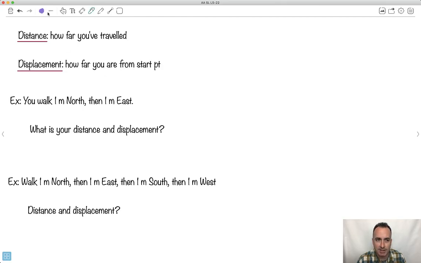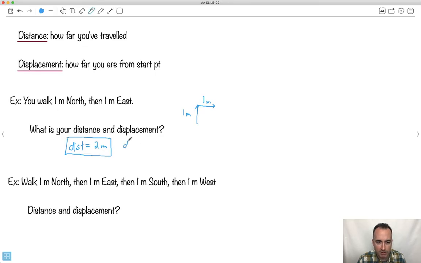So let's just say you walk 1 meter north. I'll just draw that. So I walk 1 meter north. There we go, 1 meter that way. And then I walk 1 meter east. So then I go that way, 1 meter. Question is, what is my distance traveled? Well, hopefully you'll see it's easy. It's just 1 plus 1, so that means it's just 2 meters. That's pretty easy. What about my displacement?